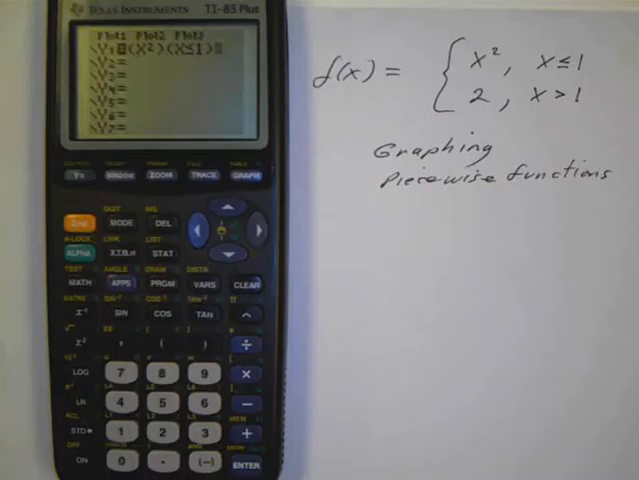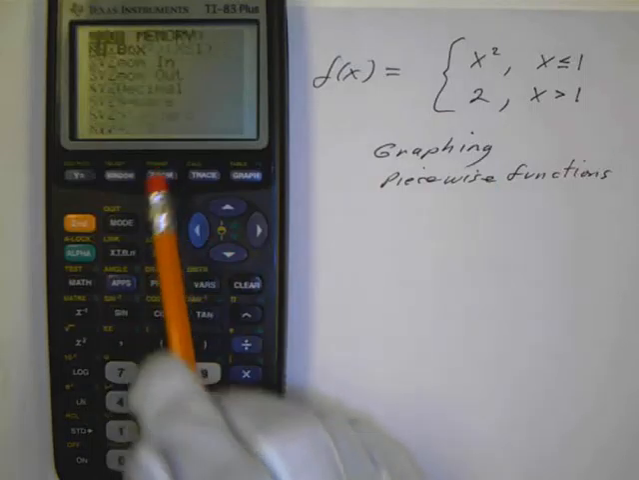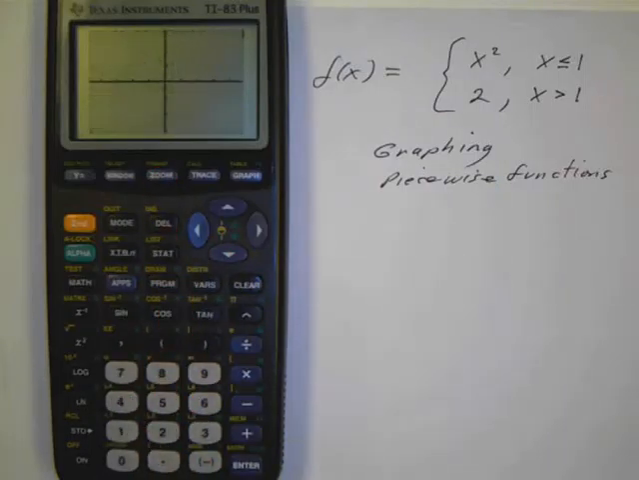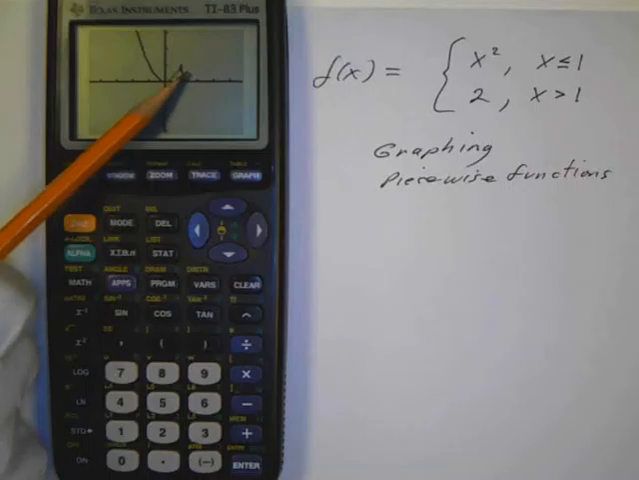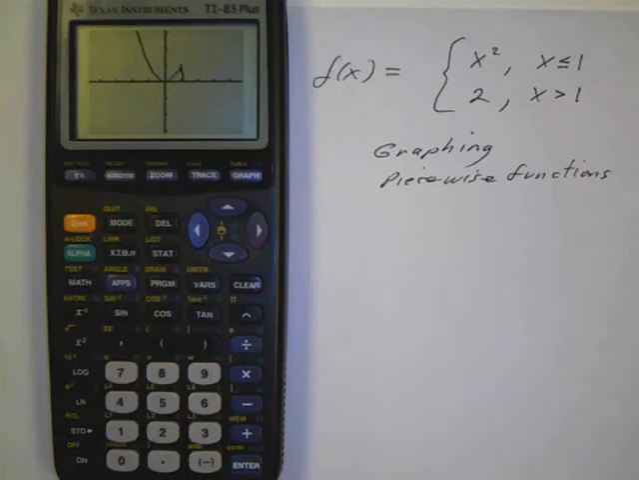I can graph that right now if I want, and I can go to zoom 4, I guess. And there's your parabola, and it stops. Now this is a little hangover line that just comes right down. On the Inspire, and some of the newer calculators, you don't have that, so it will just stop there. It's just an edge line that these calculators put in.